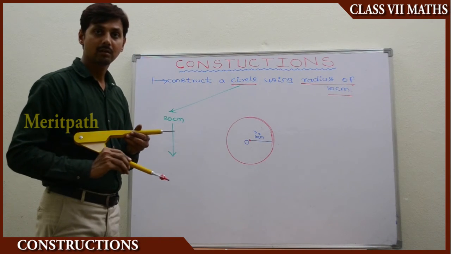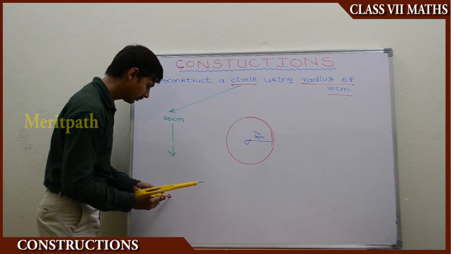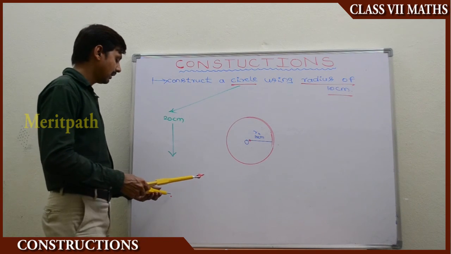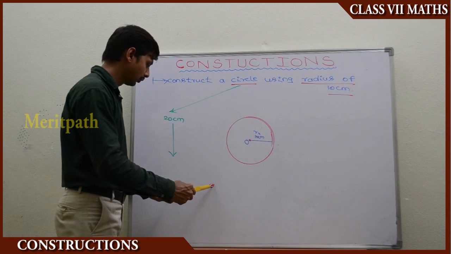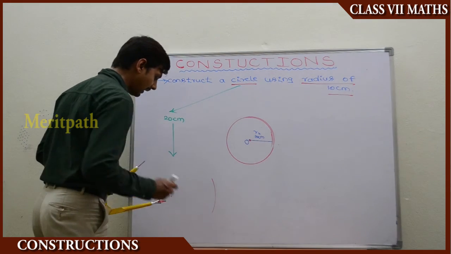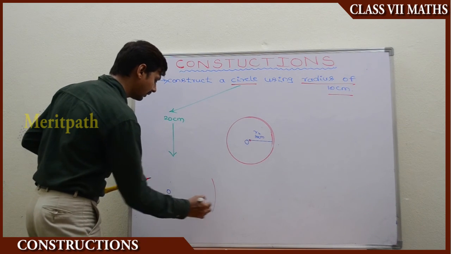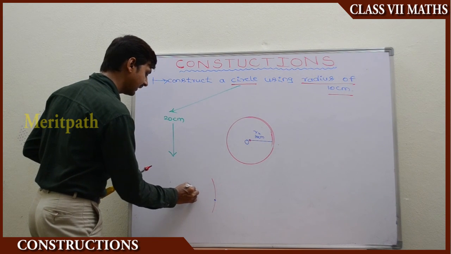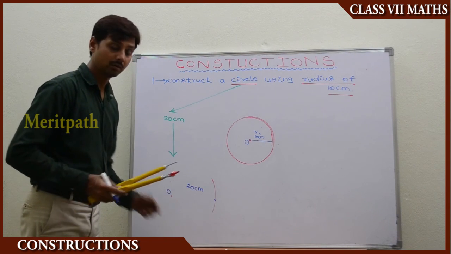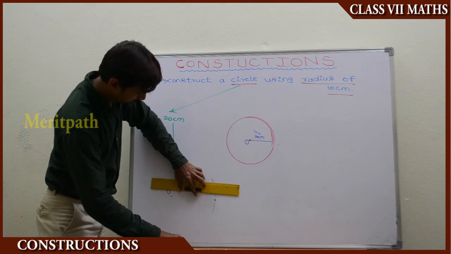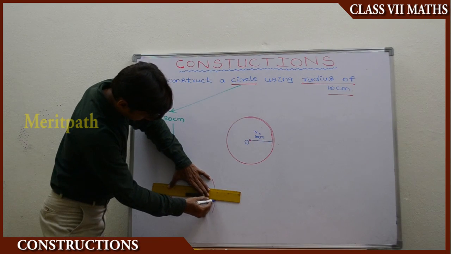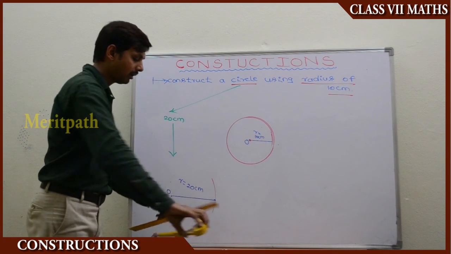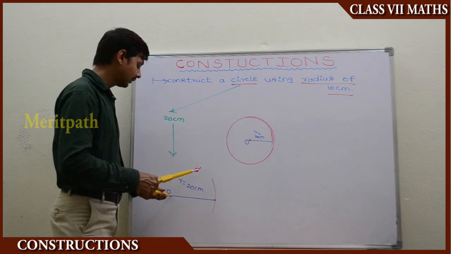Using this radius, we can put a point. And using this point, we can also make it without taking the radius, but let's make the radius first. From point O to another point on the circle, this is the radius of 20 centimeters. Let's join these two using the ruler, and this is called the radius. We have taken a radius of 20 centimeters on the compass, and this completes the circle.